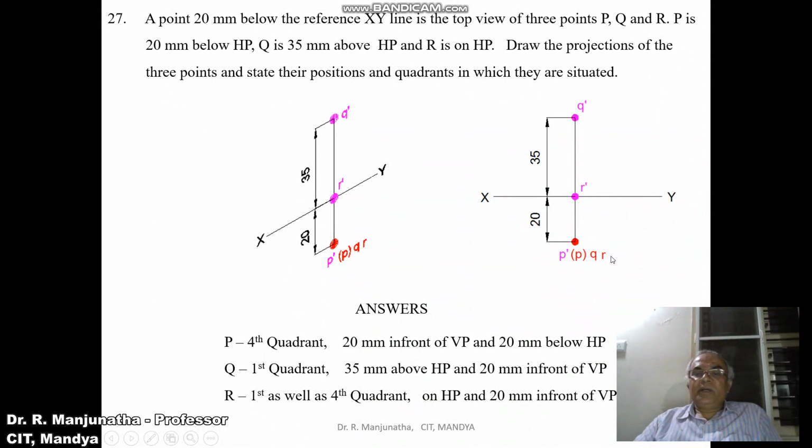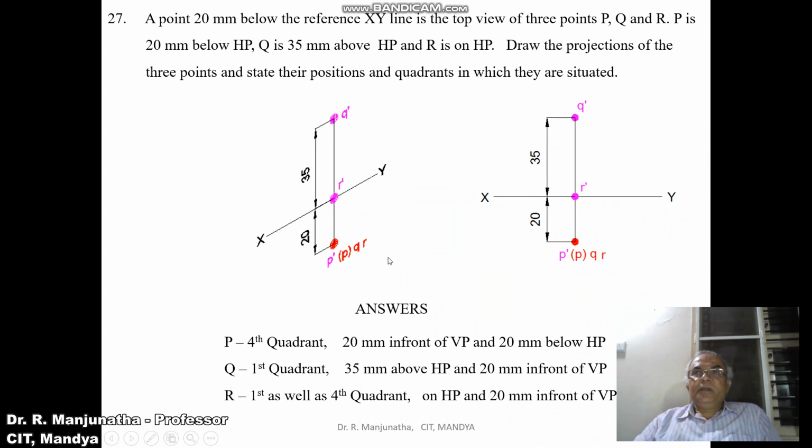So first we are going to consider point P. Both the front view and the top view of the point P are below the XY line. So since both the front view and top view are below the XY line, therefore the point capital P lies in the 4th quadrant. So this is the answer: point P, 4th quadrant.